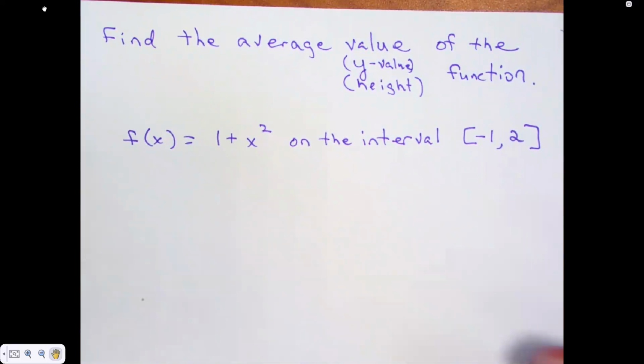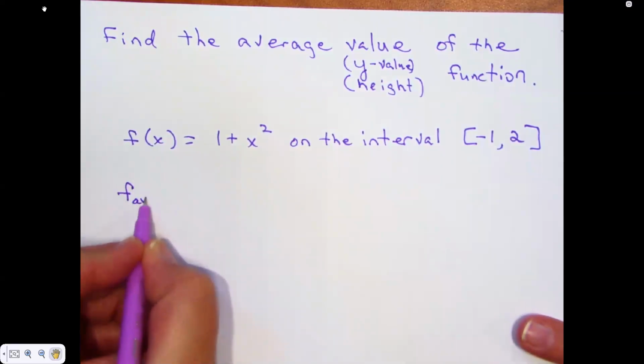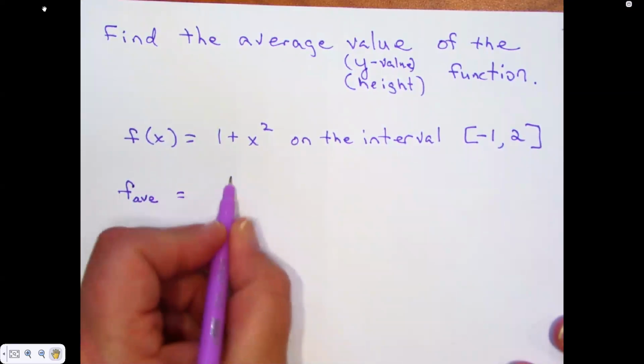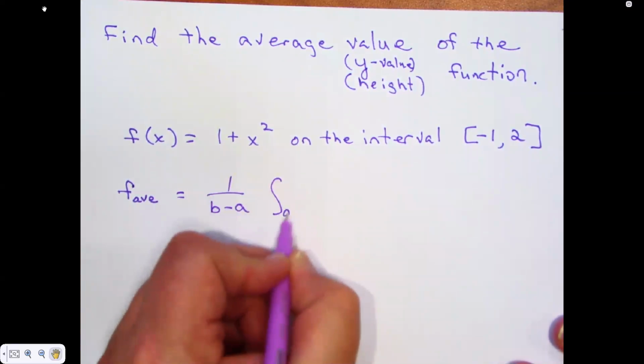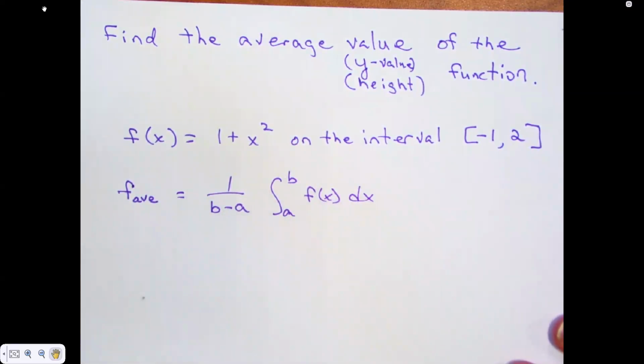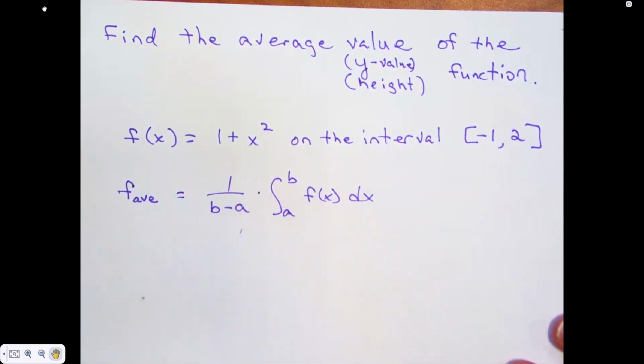Okay, and this is how the book writes it. I kind of like it. We're going to do f of the average. That's kind of like saying the y value average, the height average. And we're going to use a formula: 1 over b minus a, the integral from a to b, f of x dx. Because remember, this is the area and this is the width. And when we divide those, we change it, instead of division, to multiplication. That gives us the height.